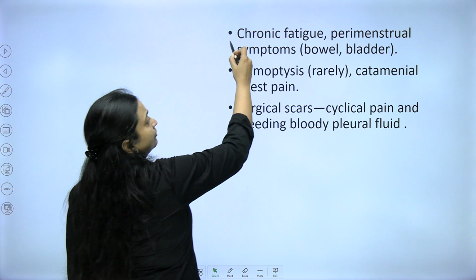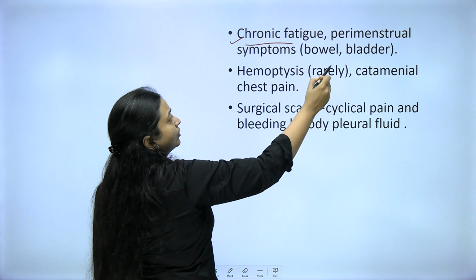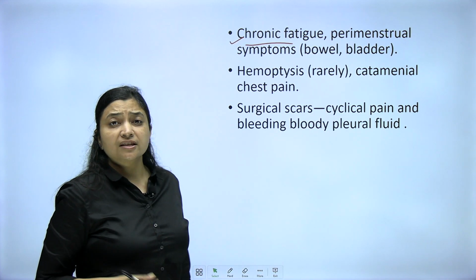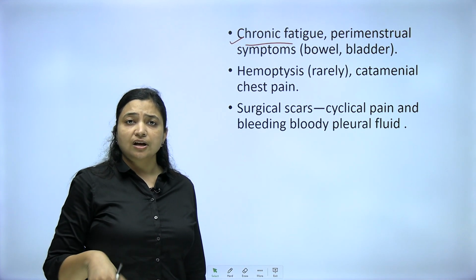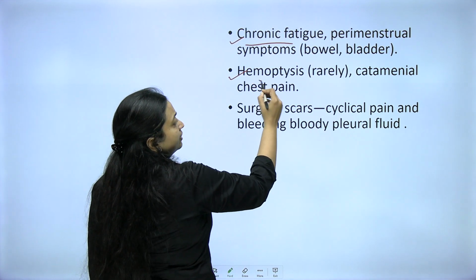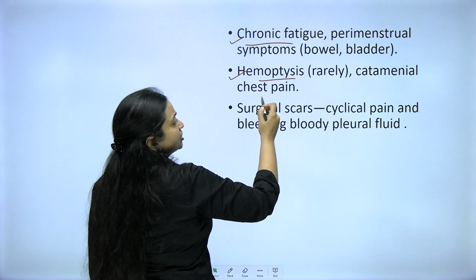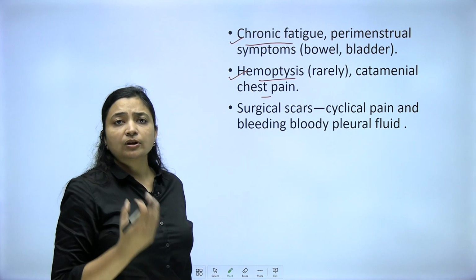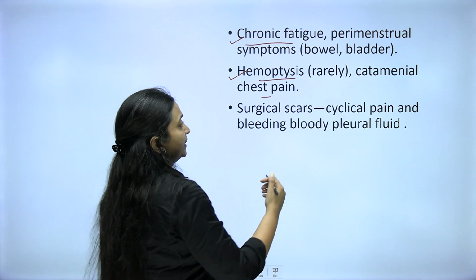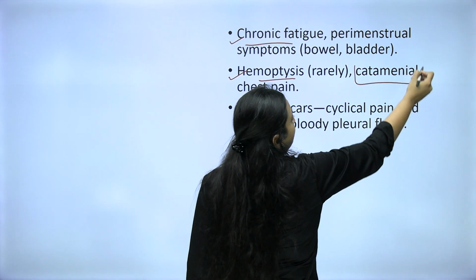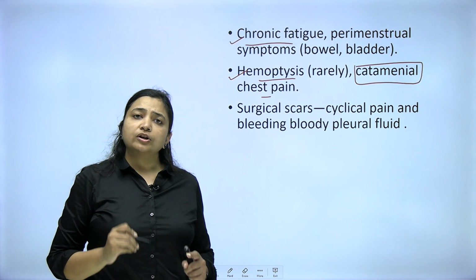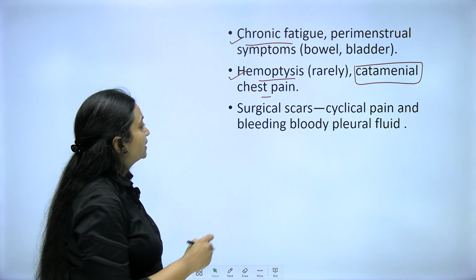Chronic fatigue, definitely there is chronic inflammation inside the body. Perimenstrual symptoms like bowel and bladder symptoms, they may complain there is diarrhea, there is constipation around the time of the periods. Hemoptysis very rarely if the lungs are involved, or catamenial chest pain if the lungs are involved and during periods there will be bleeding from that endometriotic spot, so the patient will complain of catamenial. What do you understand by catamenial? Anything, any symptom which is present only during the time of periods.